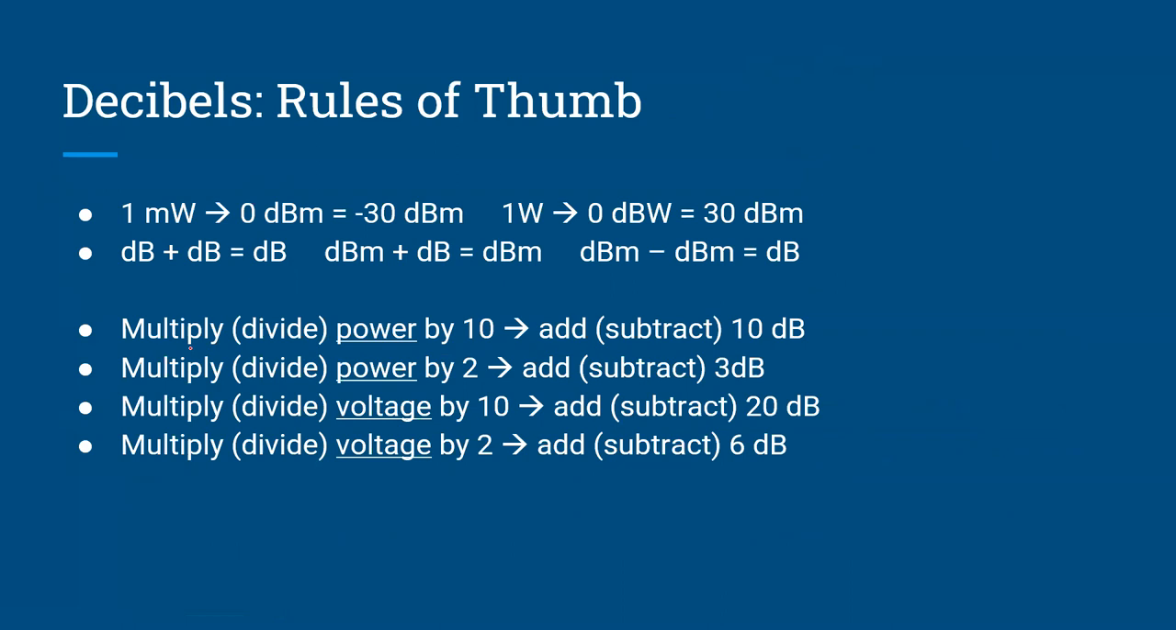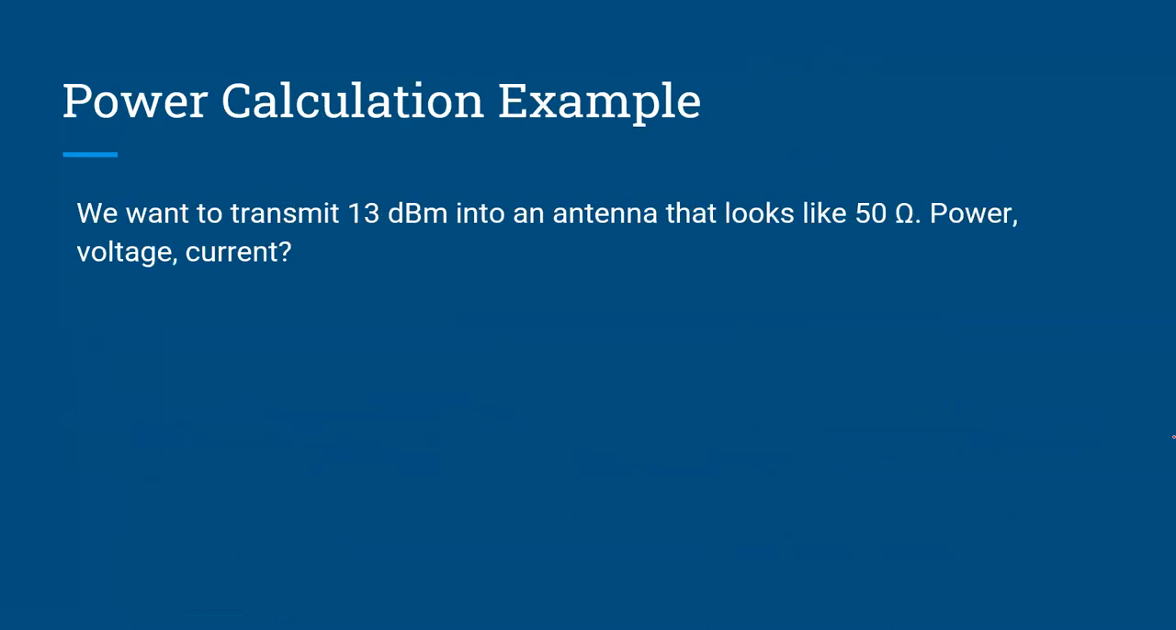In order to go through this quickly, I'll just leave this up here for a little moment. I think these are pretty self-explanatory. You know, you multiply power by 10, then linear scale, you add 10 dB, and so on. So we'll leave that in there for reference if you want to go back to it. Here's a nice little example. So you want to transmit 13 dBm into an antenna, and the antenna is going to look like 50 ohms.